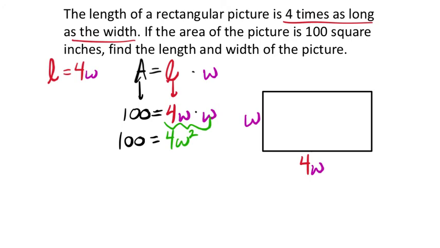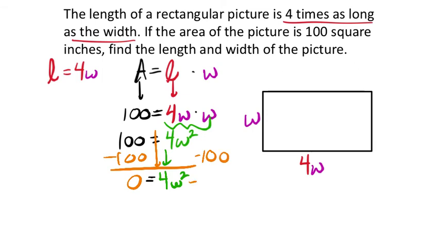And you'll see why that's important here, because I'm going to solve this like I would one of those other equations. I'm going to get rid of that 100 and make it a 0. So 0 equals 4W squared. You see I subtracted 100 on the left, so I must subtract it on the right as well. So I have 4W squared minus 100.